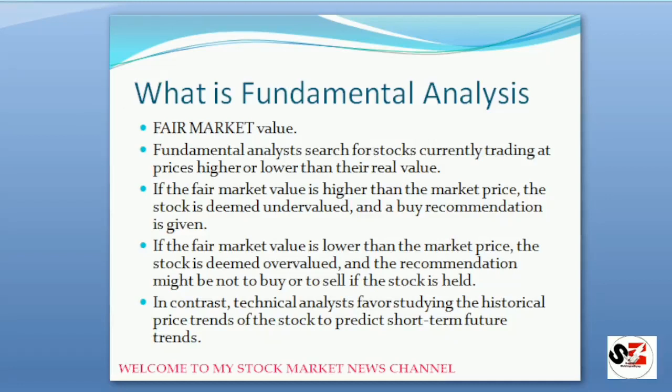Let me explain with an example. Suppose a particular bank's actual price is ₹10 and the market price, that means the current market price, CMP, is 12. That means you have to pay ₹2 more than the exact price. So this is overvalued. In some cases, if the value is 8, then you will easily conclude it is undervalued.